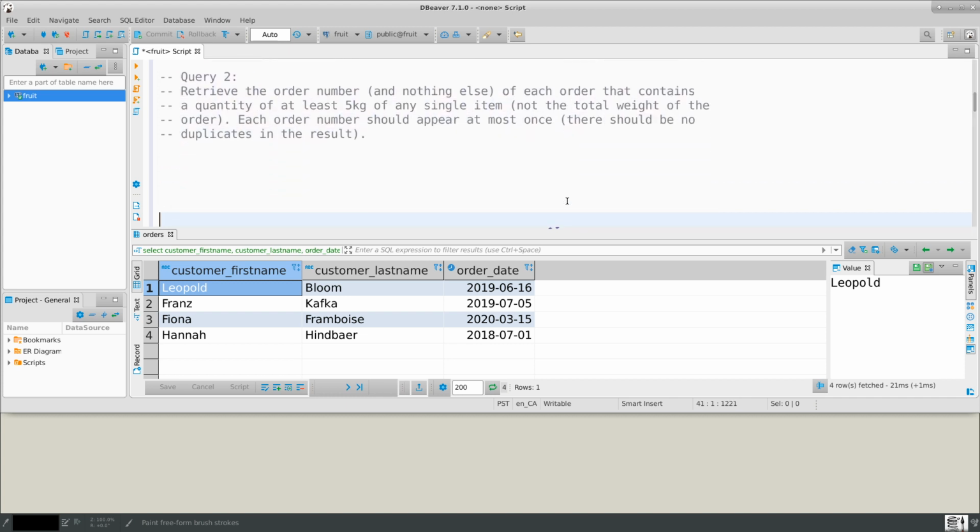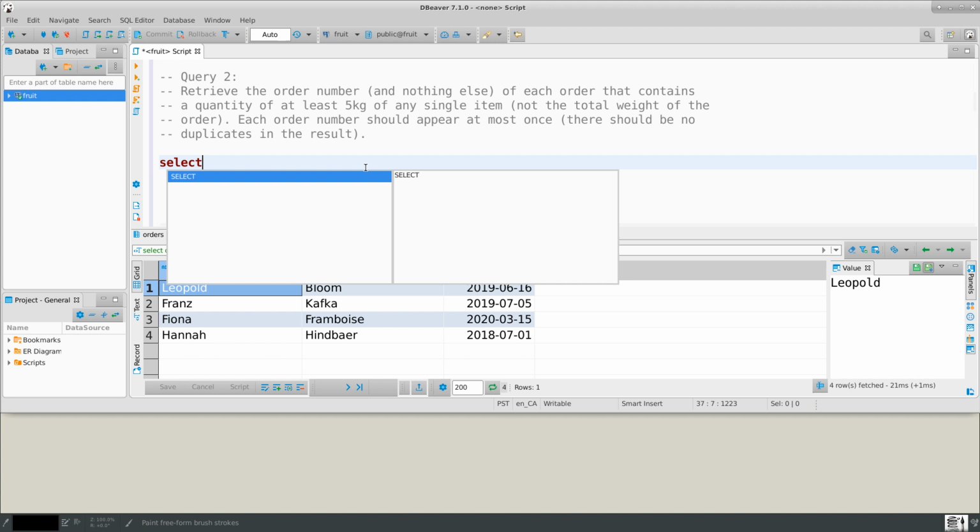Retrieve the order number and nothing else of every order that contains at least 5 kilograms of any single item. I'm going to write the relational algebra for this first too, because I want to prove a point about the way SQL works. So I think, okay, I need the order number and the weight of an item. I don't need the price of the item or its name or the name of the customer that ordered it. And so maybe look over at your other window. It looks like what I'm looking at here is the order contents table.